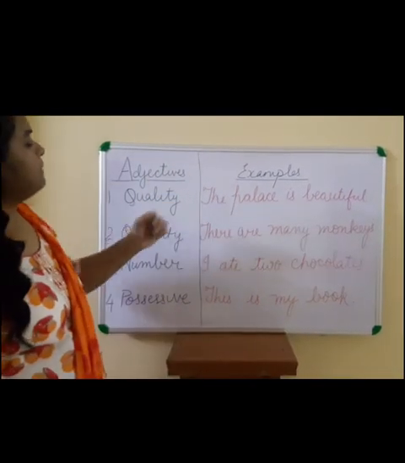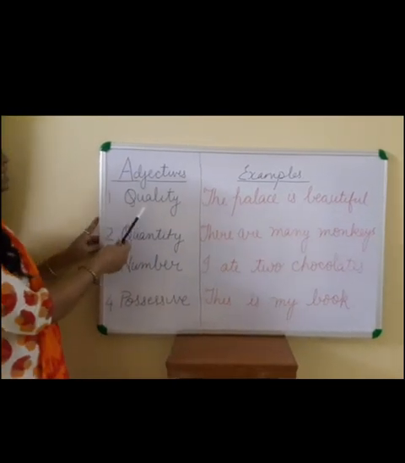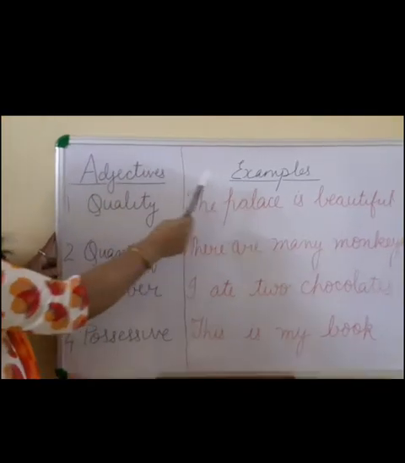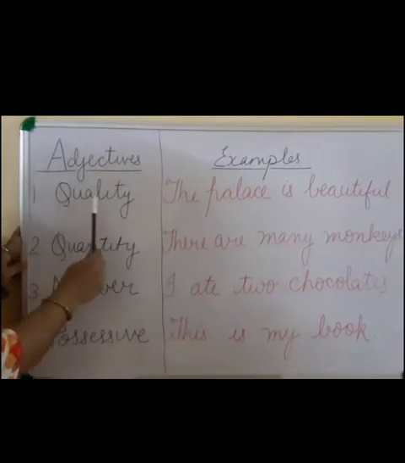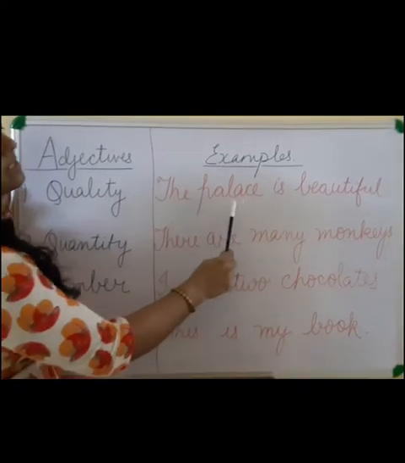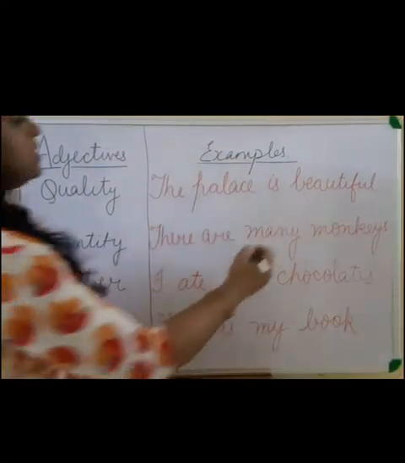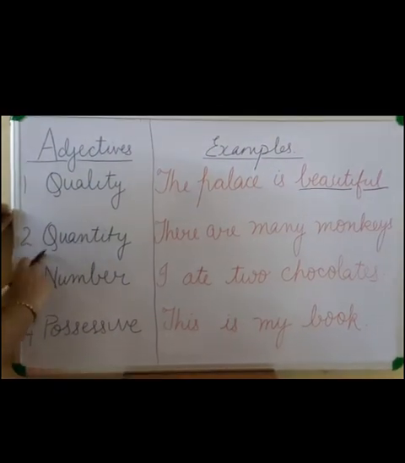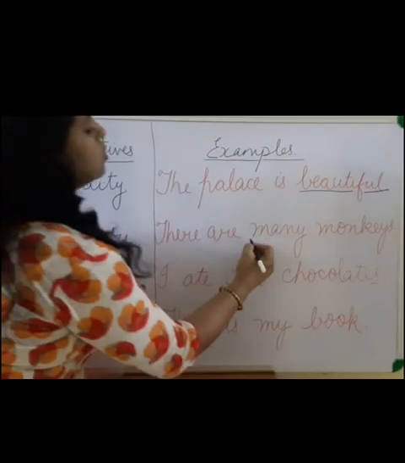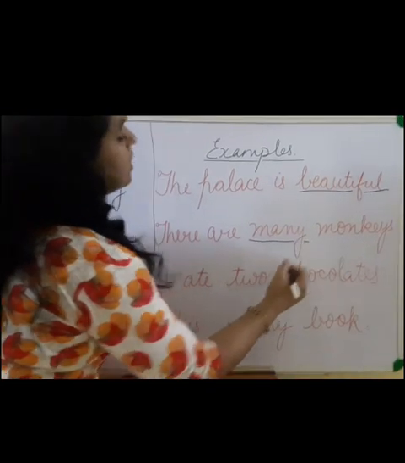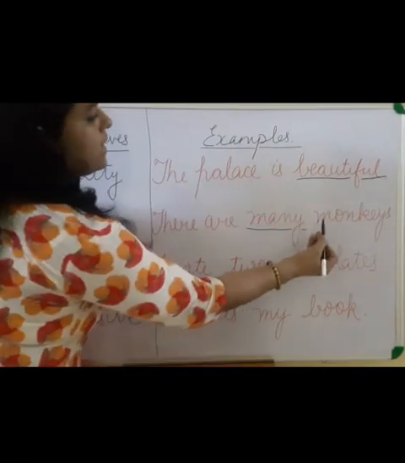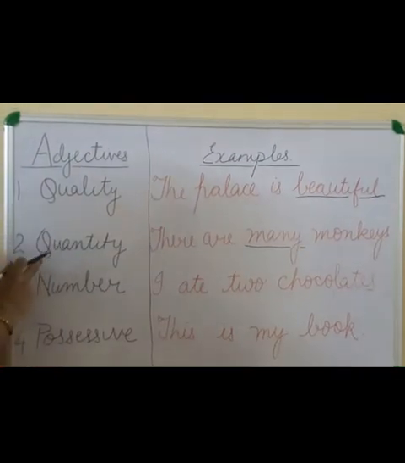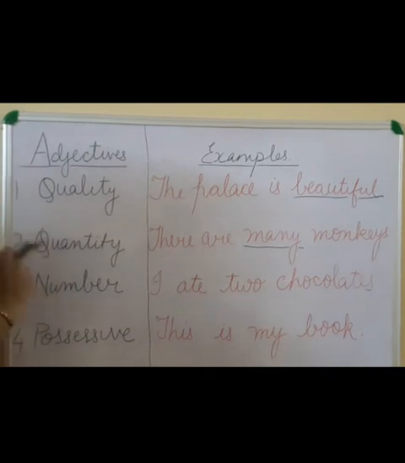Okay, now we'll do the recap. We'll learn once again what is the adjective of quality, quantity, number and possessive. I've given you some examples. One, adjectives of quality. The example: the palace is beautiful. So beautiful is the adjective of quality. For quantity: there are many monkeys. You don't know the exact amount of monkeys. We only know that there are many monkeys. So many is the adjective of quantity.